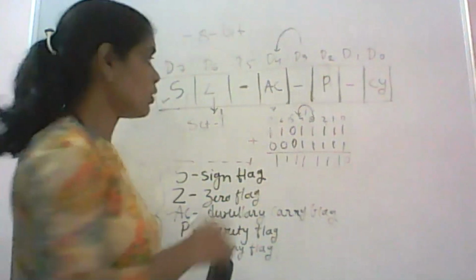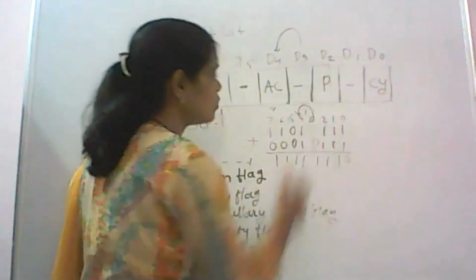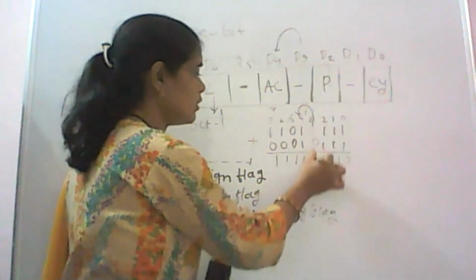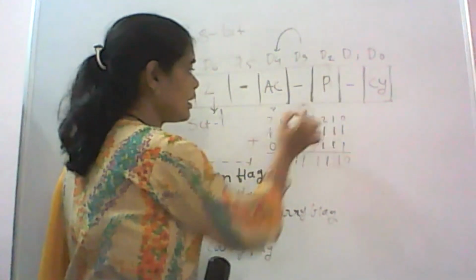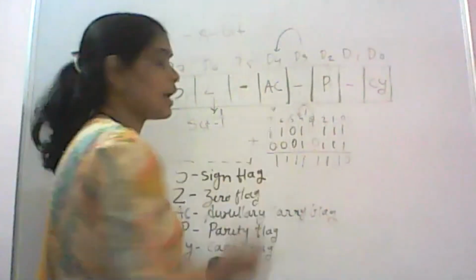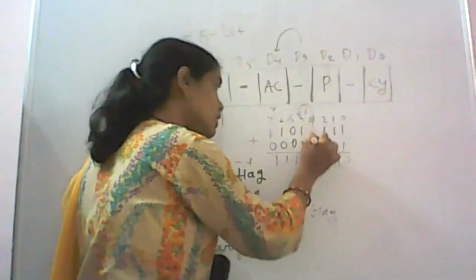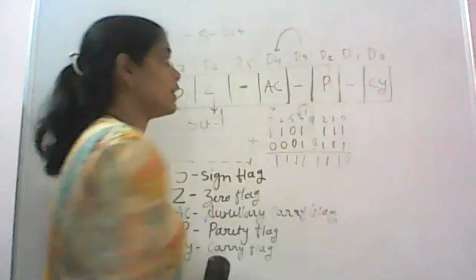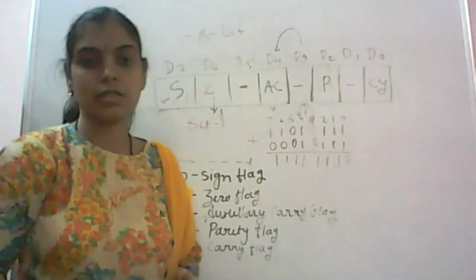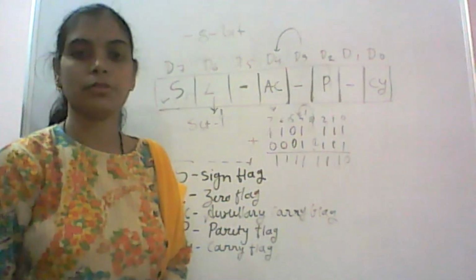Otherwise 0. अगर यहाँ पे 0 होता 0 0 1 1 1 carry 1 1 here. No any carry generated from D3 bit. That time auxiliary carry flag is reset. If carry is generated from D3 bit, that time auxiliary carry flag is set, otherwise reset. This flag is used for BCD operation.